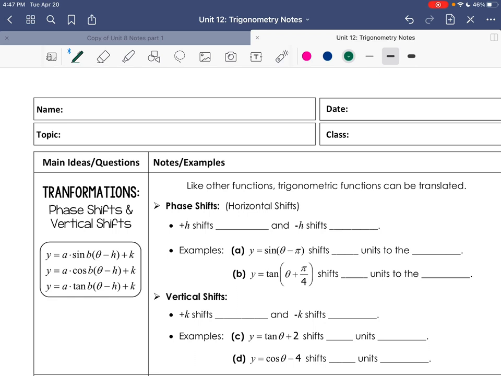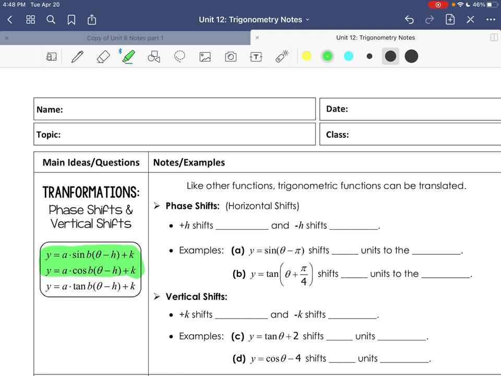So you can see right here is a little box that has some info in it. We are not doing tangent. Tangent gets super crazy, and I felt like with the time we had left, we needed to just focus on sine and cosine. So you can just focus in on the first two right there and ignore the tangent.